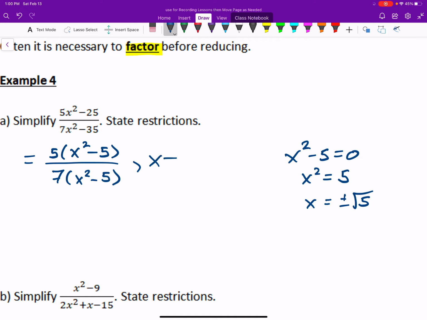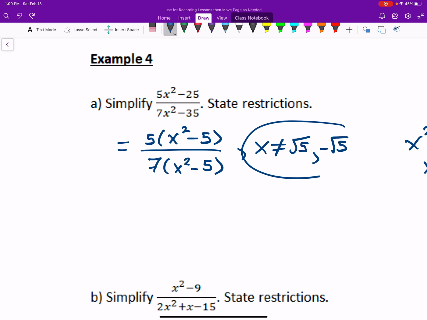It's x cannot equal the square root of 5 or the negative square root of 5. I could write it the same as just plus or minus like I did here, but I want to be extra specific in this case just to make sure I'm being clear. So there's two restrictions, plus or minus the square root of 5. Now back to reducing. Now that it is factored, I can reduce any factor with any other factor. And the x squared minus 5 does cancel out on the top and the bottom. So what I'm left with is 5 over 7. But I still have to have that restriction. Even though the variables went away altogether, I still have to have that restriction.